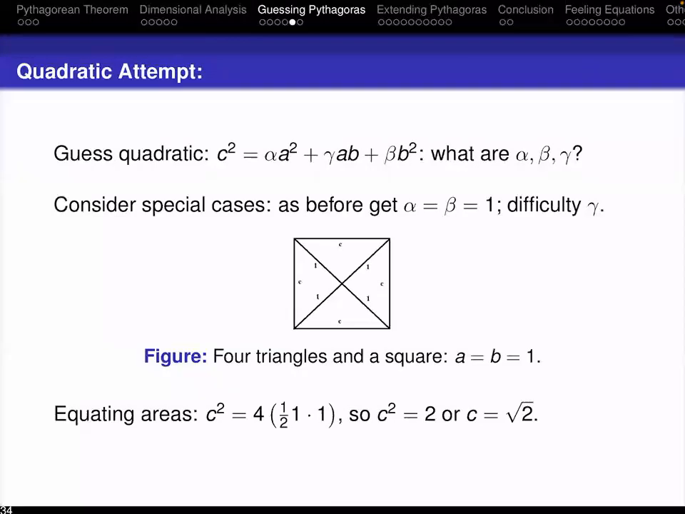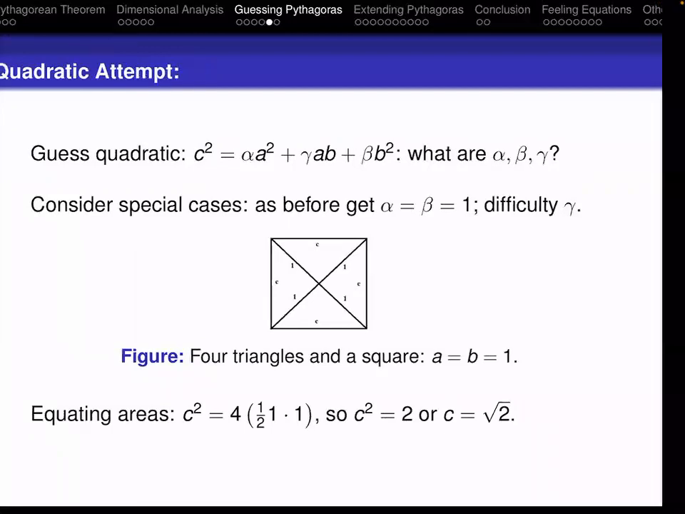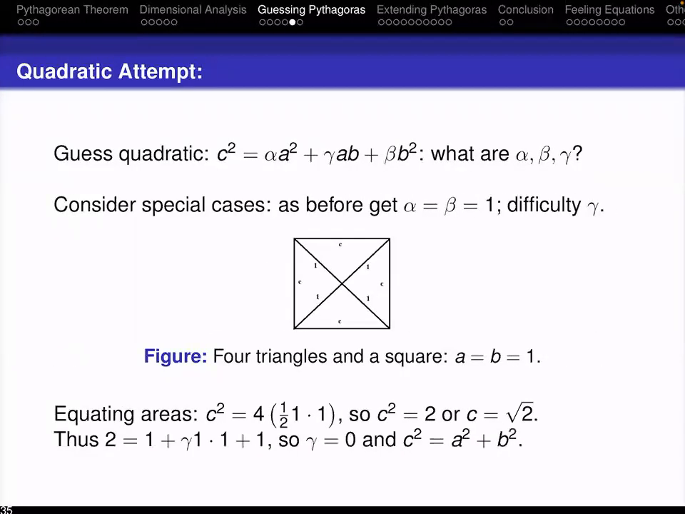Wouldn't gamma have to be 0? So we're going to get that gamma has to be 0. So we equate areas. One way is, the area is C squared, but it's also 4 times 1/2, which is 2. So C squared equals 2, or C equals the square root of 2. Well, if C squared equals 2, we get 2 equals 1 plus gamma plus 1. So gamma has to be 0. So C squared equals A squared plus B squared.